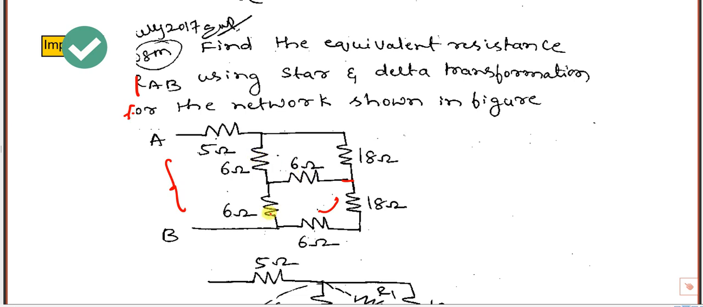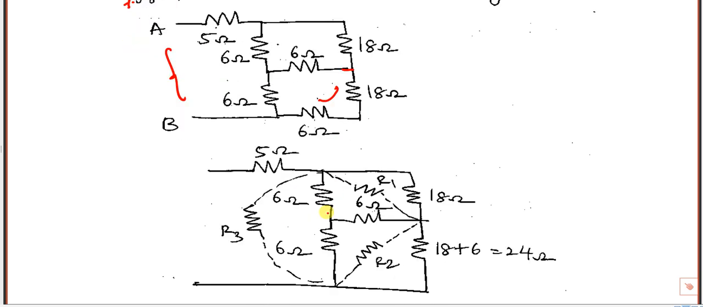And these are 6, 6 and 6. All are the same values and they form a Y form, that is a star network. You can convert the star to delta. Between these three nodes, consider only the separate 6, 6, 6, and you can write the equivalent delta for this. The equivalent delta will be 6 plus 6 plus 6 into 6 divided by 6.